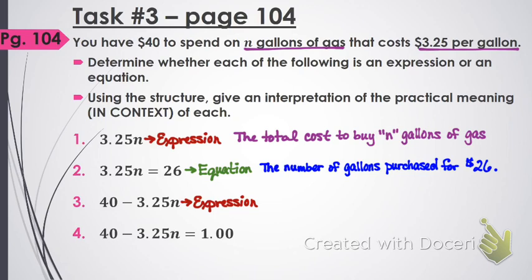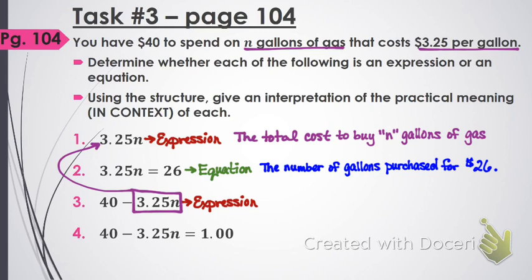This expression could give me some new information about the problem, right? We already know what part of it means. This part right here, the 3.25N, that's exactly the same as this, right? What did we say that part of it meant? What did we write up there? That's the total cost to us to buy N gallons of gas at this gas station.